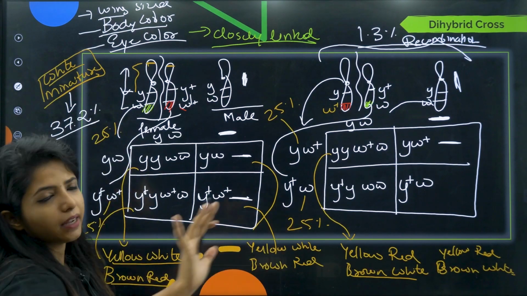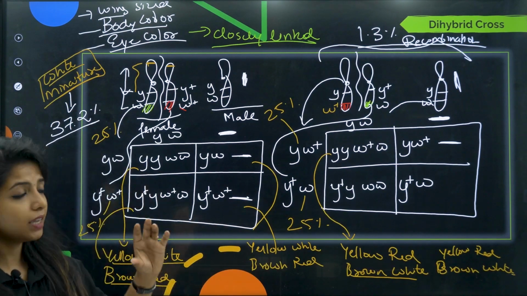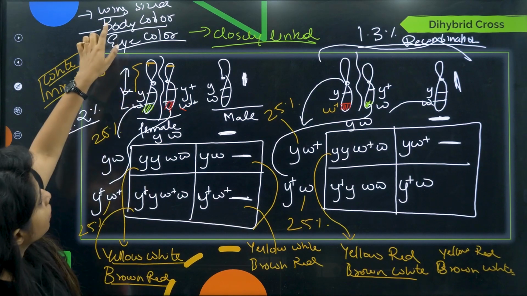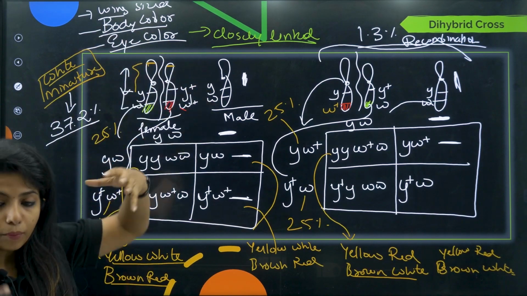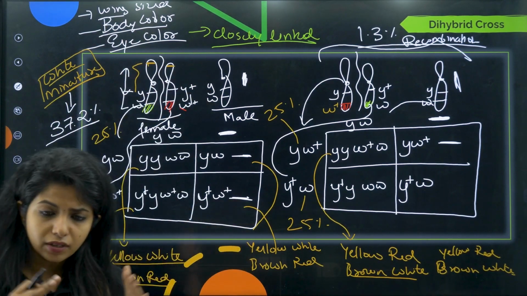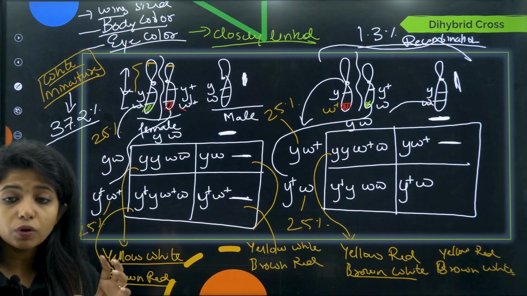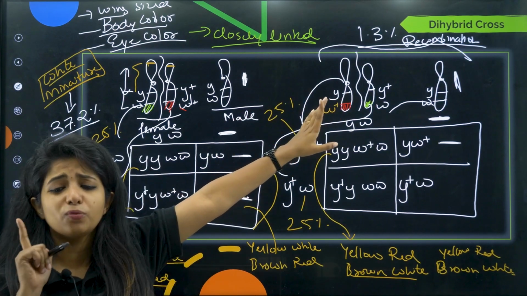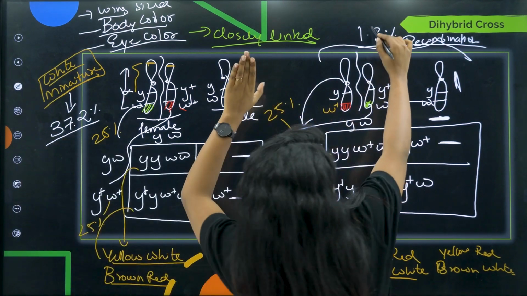37.2%. So I'm not making that again. Just for your understanding, I'm saying both of them were close, body color and the eye color. Body color and the eye color genes were close, which is why they showed a linkage of just 1.3%. This is very much important. You have to remember the data.